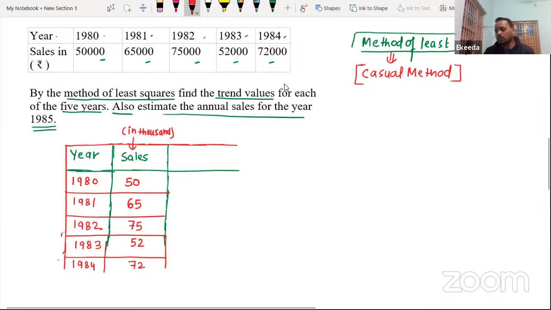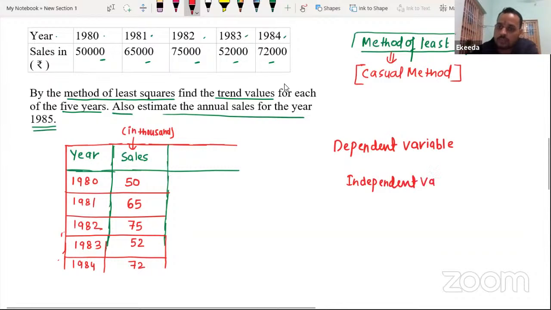So how to use the method of least square? You know that in this method we have to establish a relationship between the dependent variable and the independent variable. So basically, what is the dependent variable? The dependent variable is always demand, or here the sales data. Sales data is given, that is our demand data.